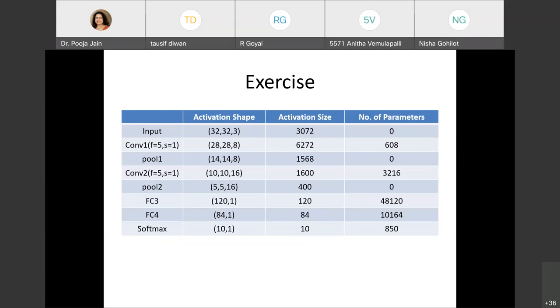On this input, 10x10x16, the 10x10 is getting transformed into 5x5, and the depth is not going to change. Okay. This gives 400, that is 5x5x16. No parameters are involved over here.